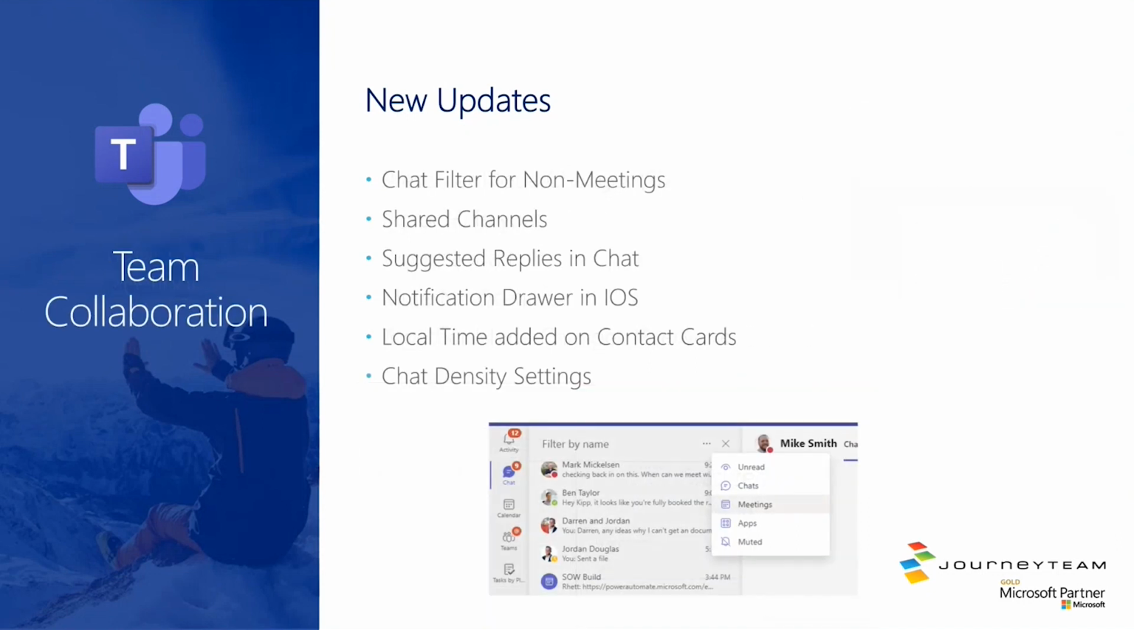Other additional updates around Microsoft Teams, around collaboration. So your chats on the left-hand side, you can actually have some filters, and now we have some options. You can filter down your chats by unread, chats, meetings, apps, and muted. A really common use case here is we recorded that meeting and where's the recording, right? So you can come here, filter down by meetings or to the meetings chat. So really handy feature there.